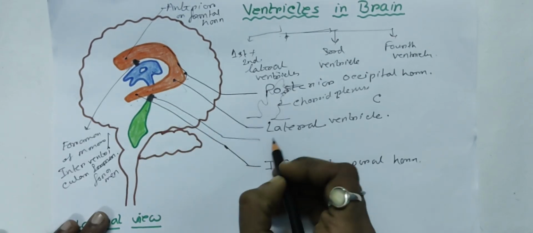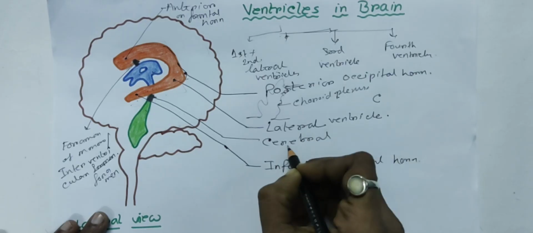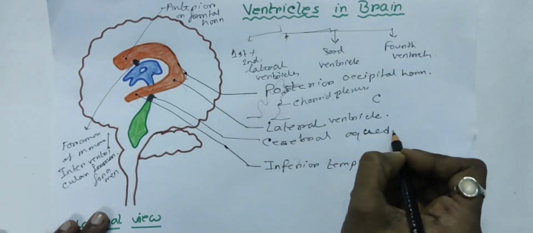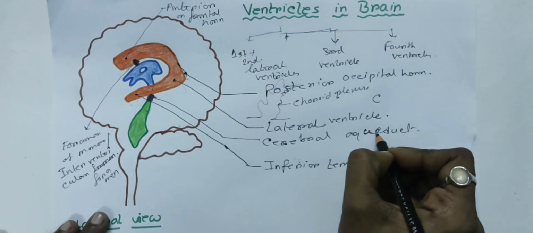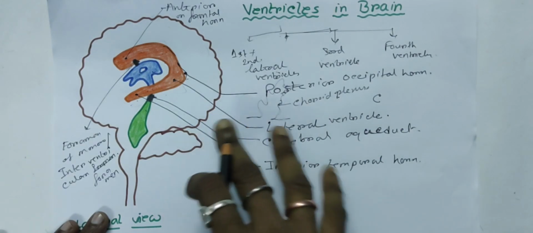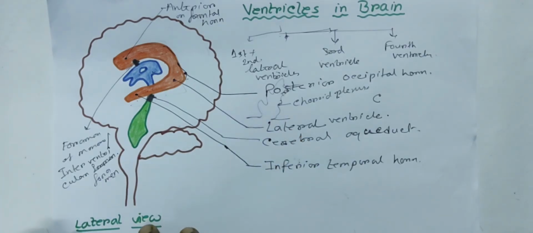This is called the cerebral aqueduct. So these are the different parts of the ventricles we can find in the lateral view.